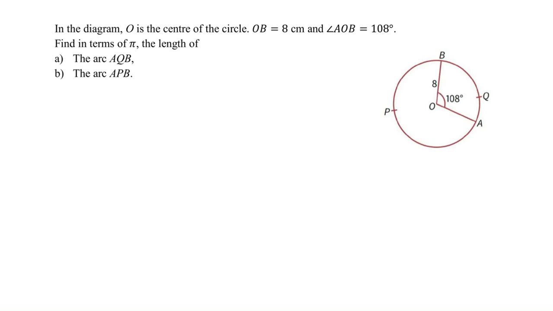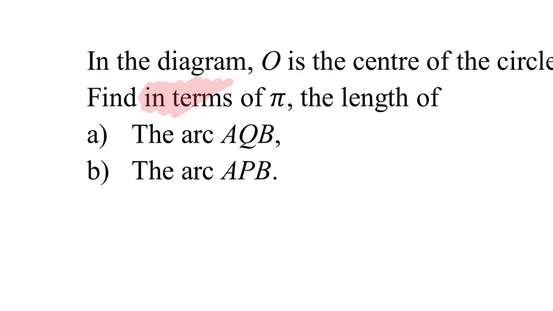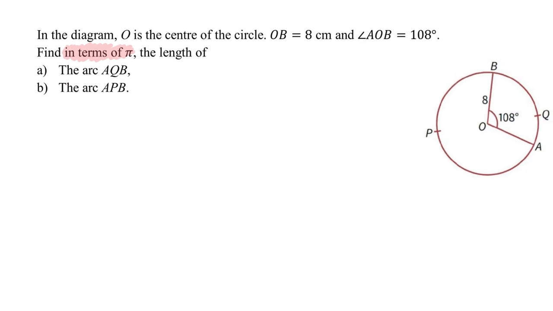Everyone, welcome to this video where we are going to explore solving this problem where in the diagram O is the center of a circle, OB and OA are radii. Angle AOB is given, which is 108 degrees. The thing that I wish to highlight to everyone is that we do have to give the answer in terms of pi. Okay, and we would then need to find two things.